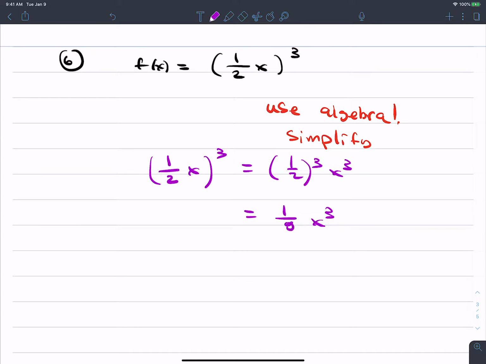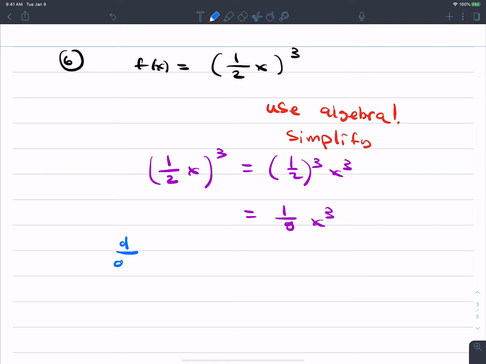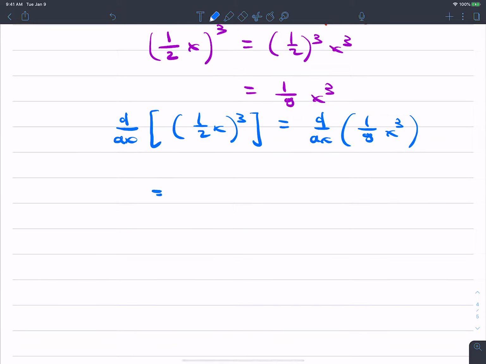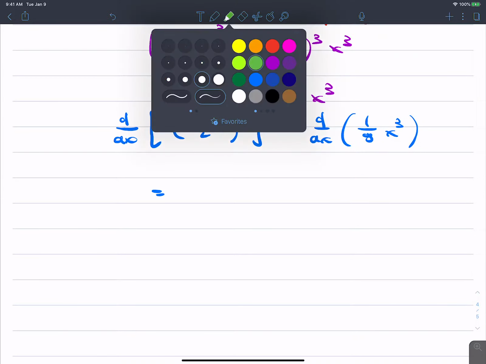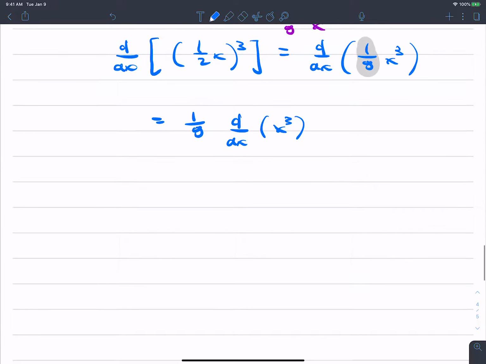So just by doing some simplification using algebra, you are now able to take a more scary kind of question and you now get 1/8 x to the 3rd power here. We can now differentiate. So pull out your constant again. And we get 1/8 d dx of x to the third power.